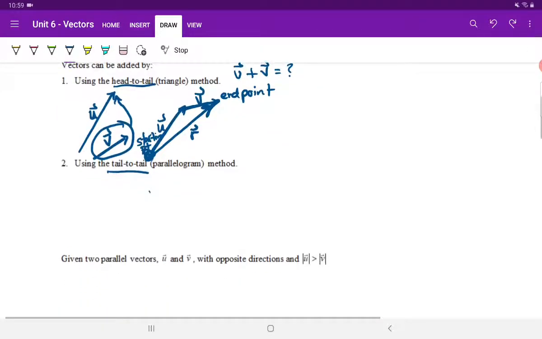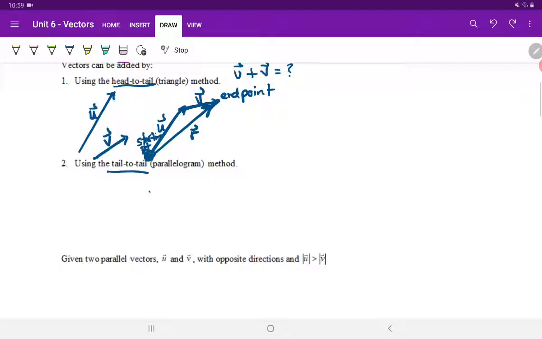Okay, using the tail-to-tail method, again, it's exactly what it implies. You're going to draw these vectors tail to tail. So let's say again you have these vectors. I'm just going to move them down here. Okay, so suppose you had the two vectors here again. To draw them tail to tail, it's exactly like it implies. And what you're going to do is you're going to create a parallelogram.